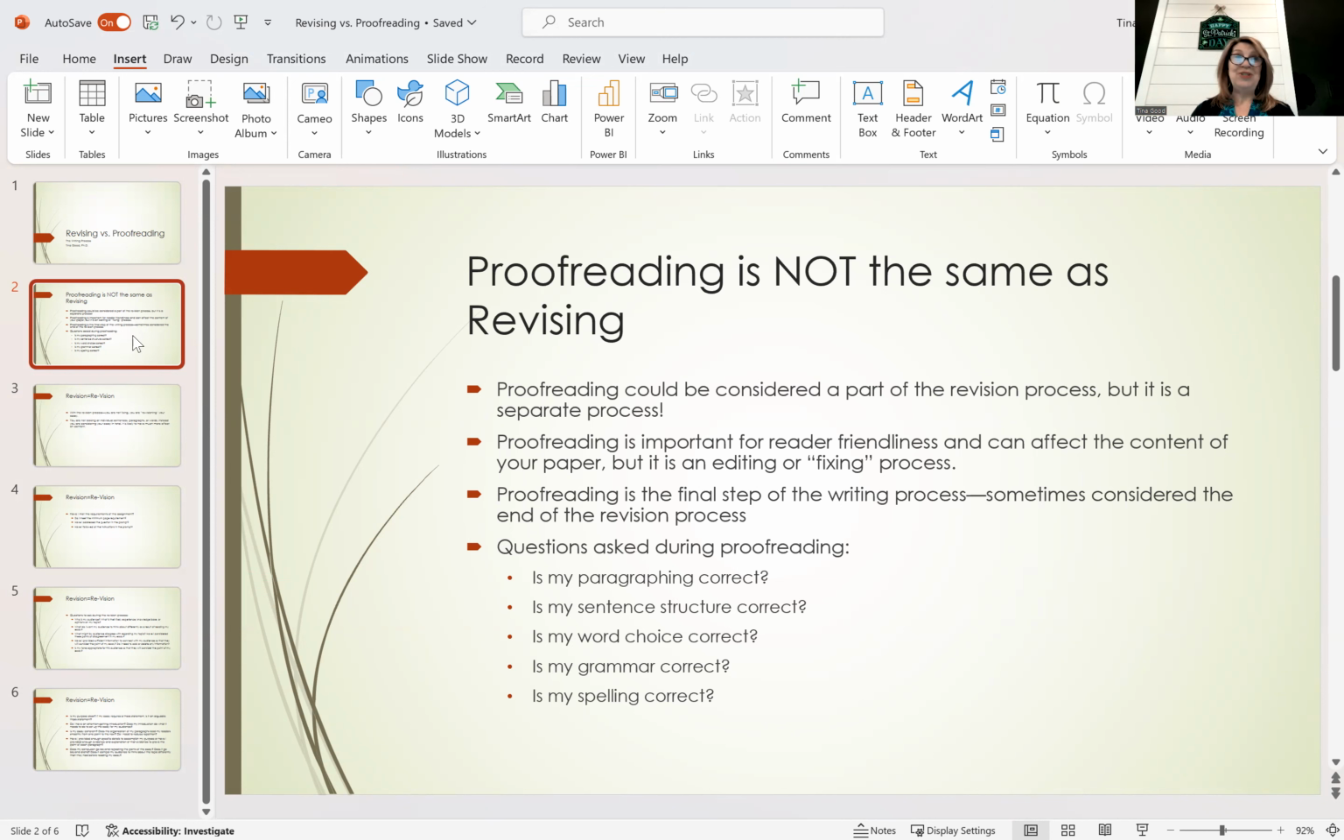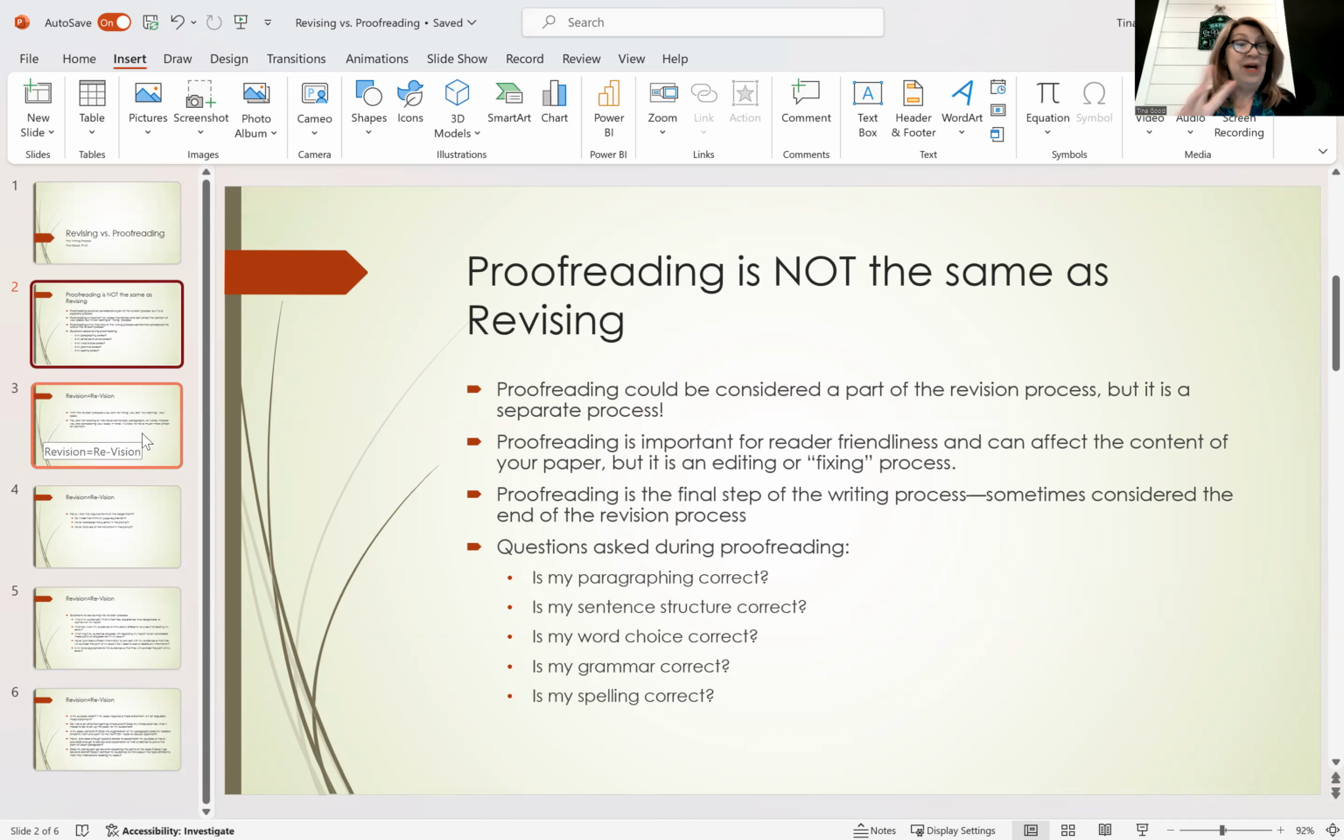Is my word choice correct? So if you use there, their, and they're improperly, or where and were improperly, right? If these are things that you run into, did you use the right word choice? Did you type it correctly? Is the grammar correct? Is the verb tense correct, right? Those are things that you might look at in proofreading. Is my spelling correct, right? Just simply things like that, where we're editing and fixing, okay? This is the last part, this is the polishing part of the writing process.